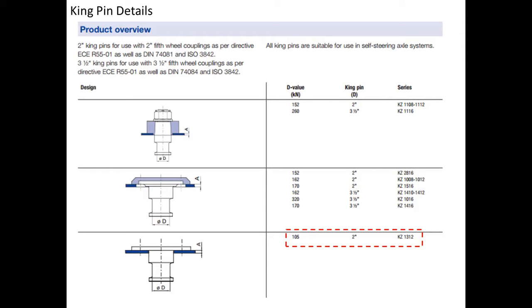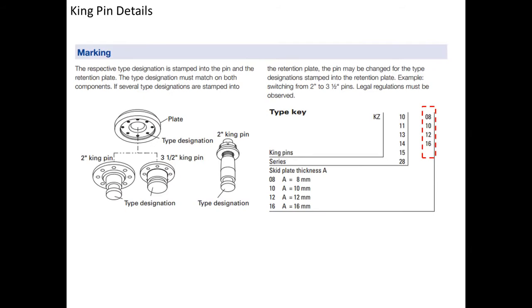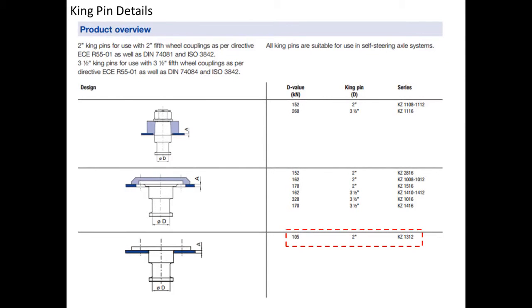So earlier we saw a value which came out around 82.5 kilonewton. Once we have that value, we just select the kingpin. So this is taken from the Jost catalog. We can see a D value of 105 kilonewton. Now this is a very safe selection. We will have a factor of safety on this. If we need a larger factor of safety, we can select a higher D value kingpin. But in this current case, it can be safely selected as 105 kilonewton.